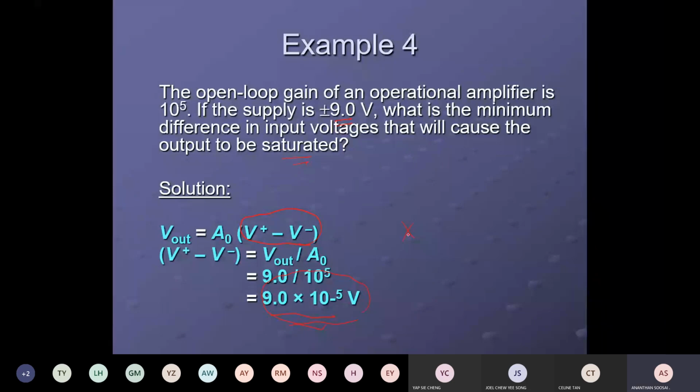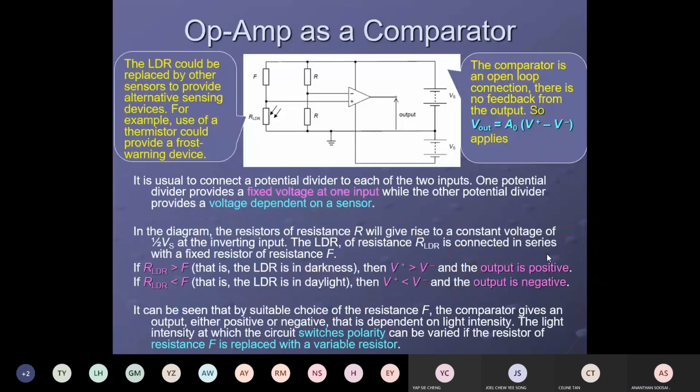But what do you conclude from this working? Is the op-amp easy to saturate or difficult to saturate? It's easy to saturate. A small slight difference, and it will saturate. Okay, the output will saturate to the power supply's voltage. Okay, any questions so far?